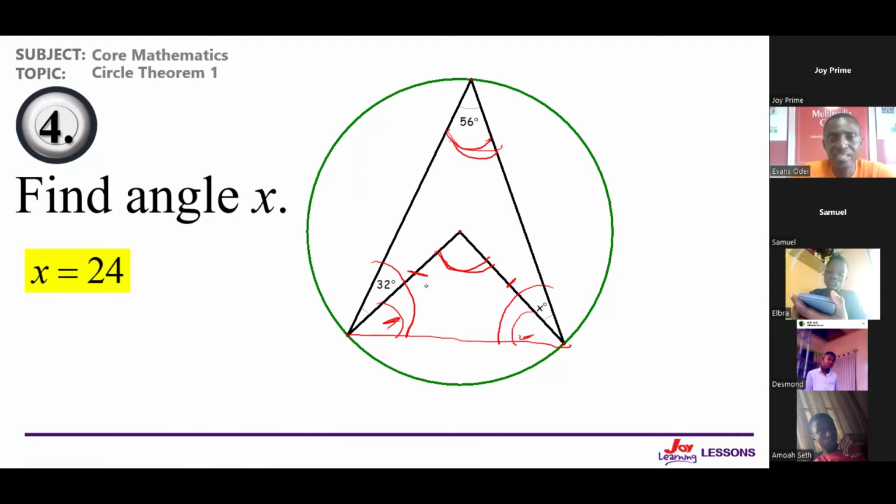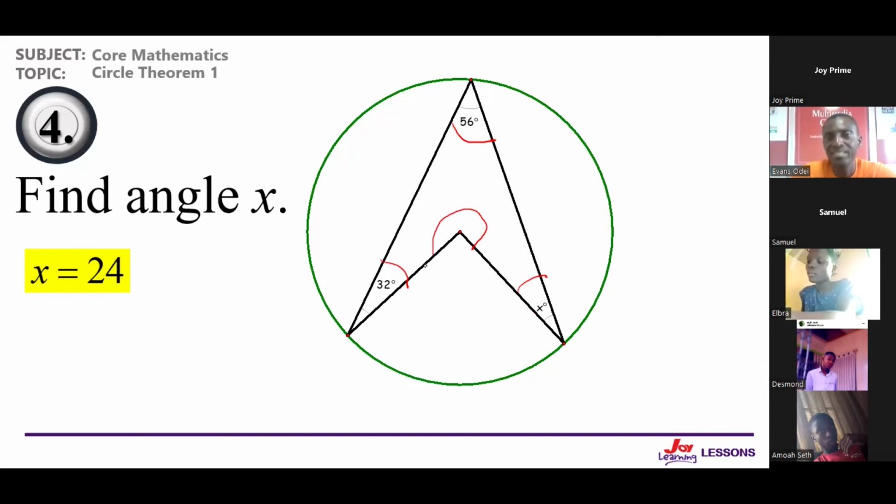Alternatively, you can also say that the whole of this angle, that angle, this angle, and that must add up to 360. And so twice of this angle here, which is equal to the one here, we subtract it from 360, and that will give us the reflex angle here. And we add the reflex angles together, and we equate it to 360, will give us the answer 24.